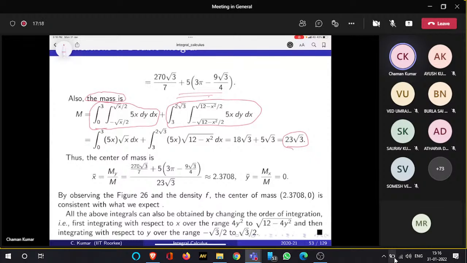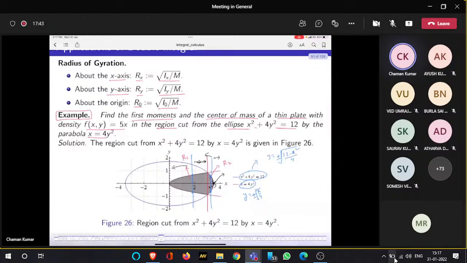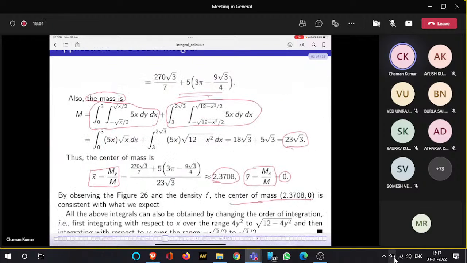So that means the center of mass will be (x bar, y bar), where x bar is equal to My over m, which comes out to be this, and y bar is Mx over m, which comes out to be 0. So this means that the center of mass is this. So we have calculated the first moment and the center of mass in this example. Any question here? No questions, so we move further.